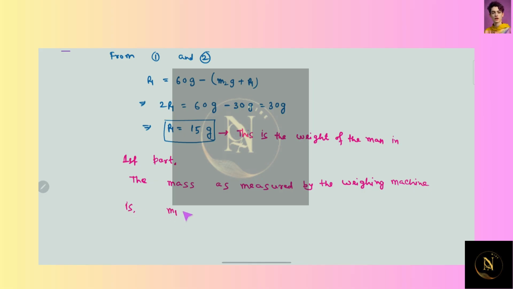So this is the answer for the first part. In the first part, we can just conclude that the mass as measured by the weighing machine is going to be 15 kg.